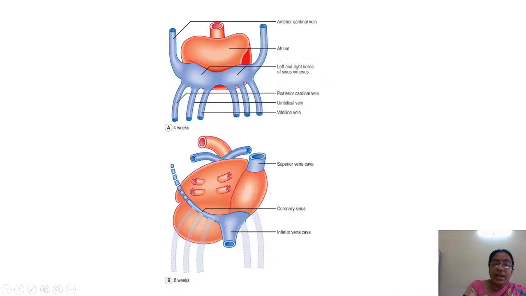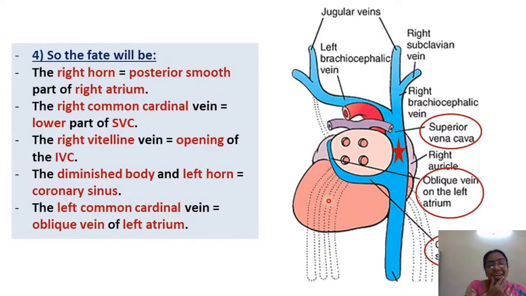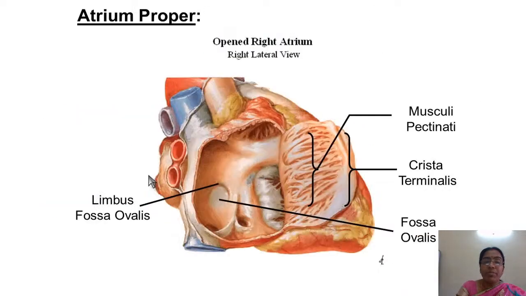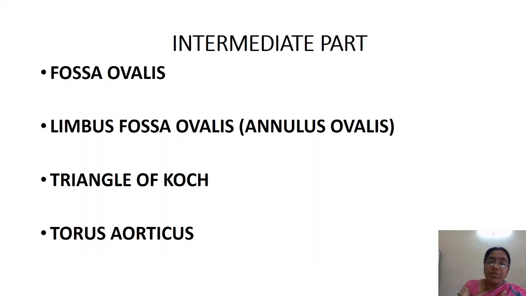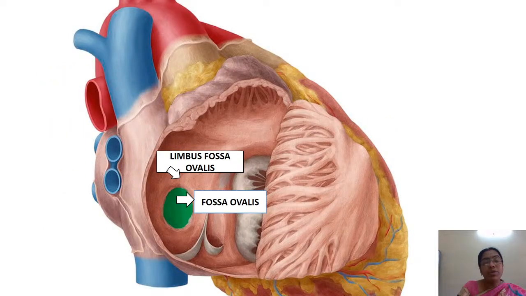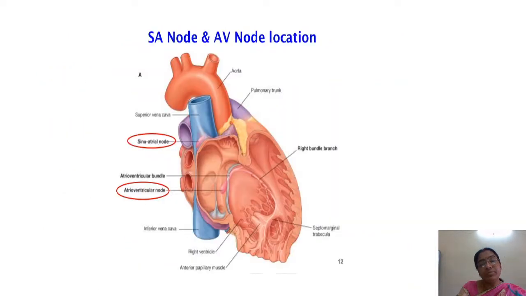So we have seen the right horn developing into the superior vena cava, and we know the vitelline vein gives rise to the inferior vena cava, whereas the left horn develops into the coronary sinus. This is not so important, but it shows how the right atrium has developed from the sinus venosus and the primitive atrium.